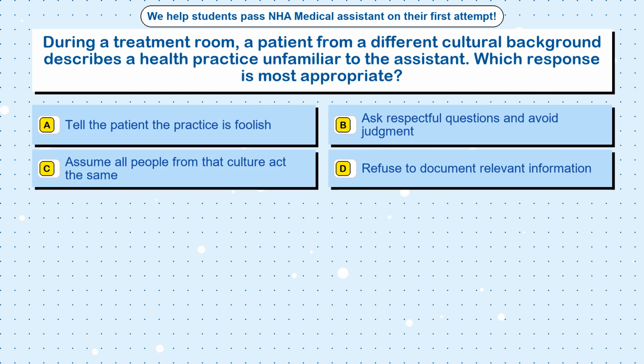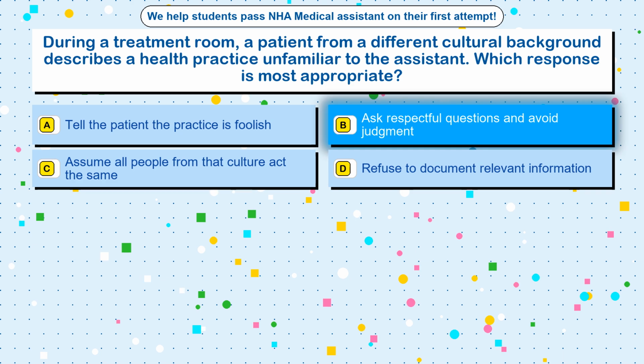Question 27. During a treatment room, a patient from a different cultural background describes a health practice unfamiliar to the assistant. Which response is most appropriate? Option A. Tell the patient the practice is foolish. Option B. Ask respectful questions and avoid judgment. Option C. Assume all people from that culture act the same. Option D. Refuse to document relevant information. The correct answer is option B.